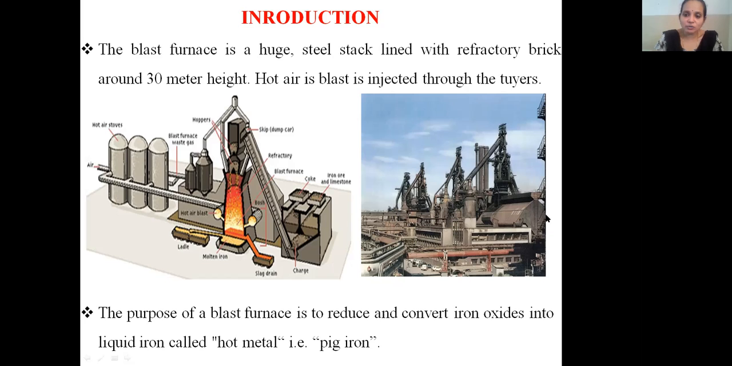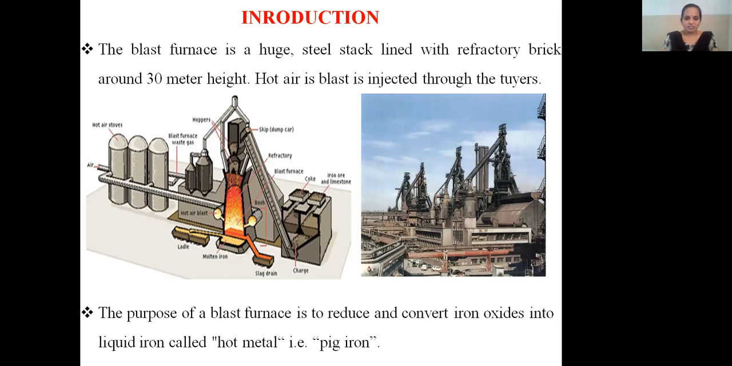Here in this picture, you can find the industrial setup, the industry picture. How does the blast furnace seem from far distance? There are four blast furnaces, and you can find these are the downcomers. These are the uptakes, and these are the downcomers. So you can find this industrial setup of blast furnace. There are four blast furnaces.